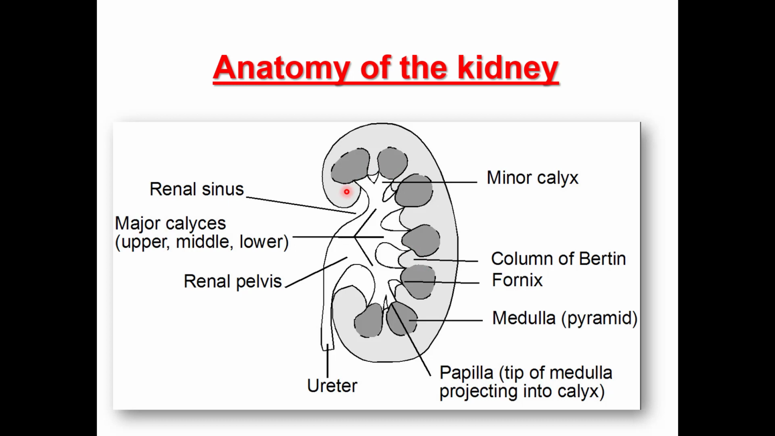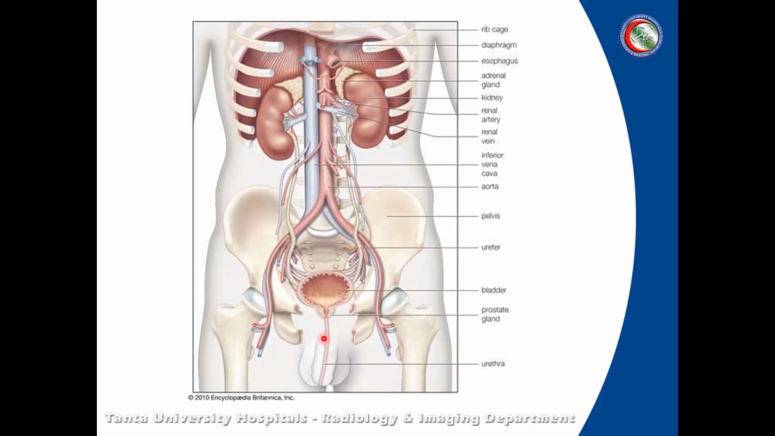So again, this is the capsule surrounding the kidney. This is the cortex. This is the medulla, and each one is called a medullary pyramid, has a tip called the papilla of the medullary pyramid, opening into the minor calyx, then major calyx, then renal pelvis, then the ureter.